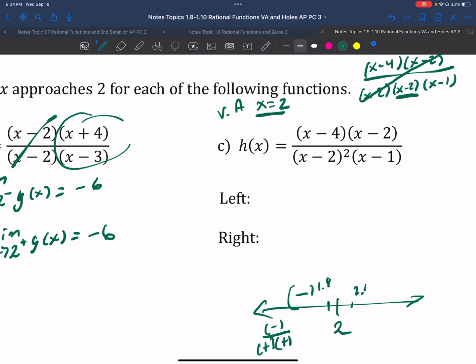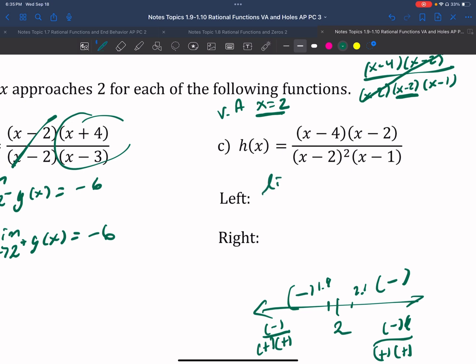giving me a negative here. And then for the other one, I'm plugging in 2.1. 2.1 minus 4 will give me a negative over 2.1 minus 2, which will give me a positive, and then 2.1 minus 1, which will also give me a positive. So in this case, I have two positives in the bottom and a negative in the numerator. So I am going to get another negative on here.